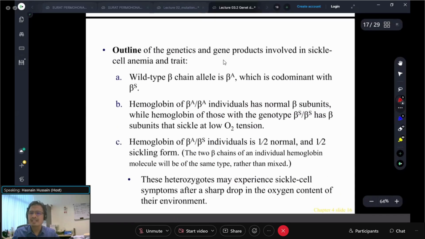Genetic description. The wild type beta chain allele is beta A, co-dominant with beta S. So co-dominant. So you can see over here, you have probably come across the word co-dominant. Codominance means to say that you coexist.